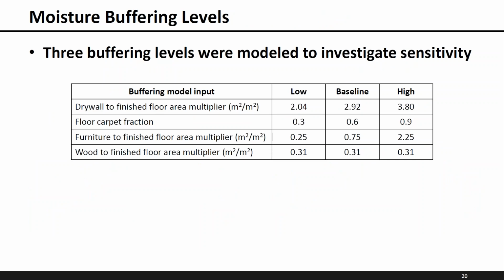This table then is showing the inputs for our model. So we certainly have material property inputs. This is just showing the area inputs for the different materials. So what we did was we picked drywall, carpet, furnishings, as well as wood to account for the moisture buffering of the home. The middle column there shows the inputs that were based on the field measurements, and then we assumed a low buffering house, which maybe has a more open floor plan and less furnishings, and a high buffering case, which maybe has lots and lots of furnishings, and more interior walls, to account for different levels of moisture buffering. And we'll talk about that in the results section later.